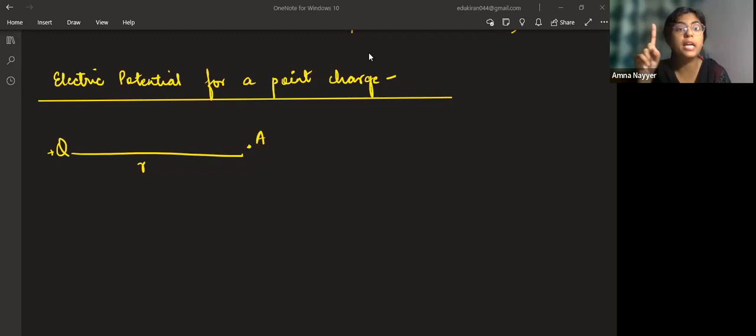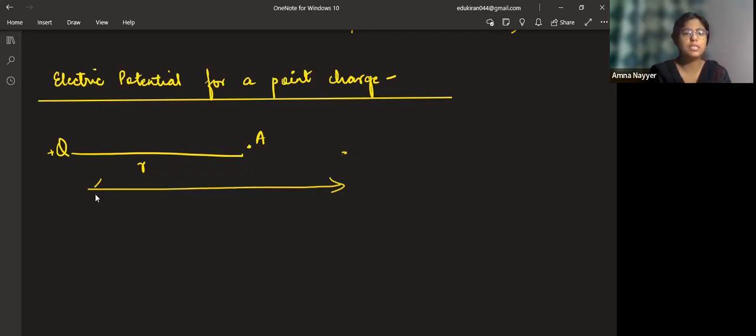Remember, F is equal to K Q1 Q2 by R square. For electric field, we had only a single charge: E is equal to KQ by R square. Here also we'll find out. For example, this is point A, some point, at a separation dx. At this particular point, I want to carry this charge, let's say small q. I'm carrying it from small q to infinity.